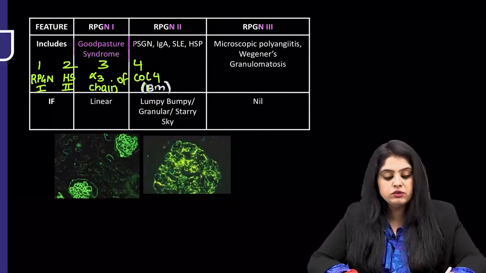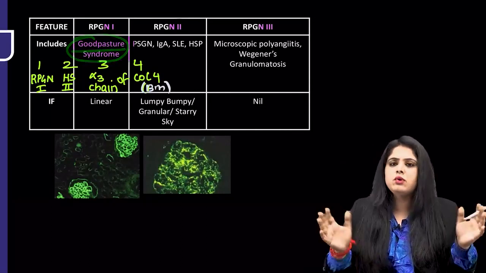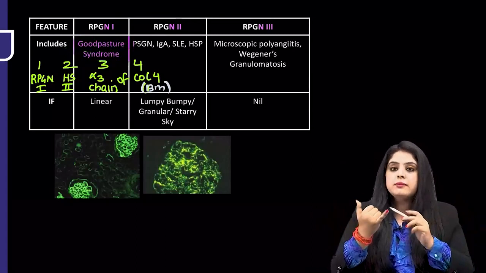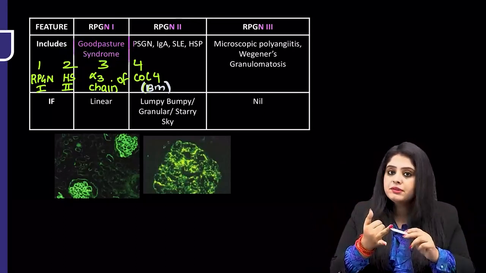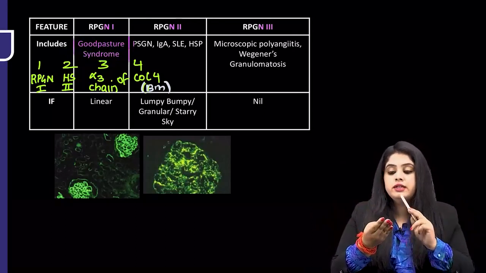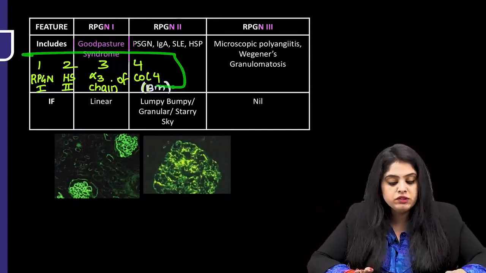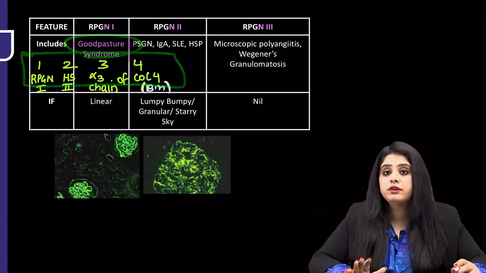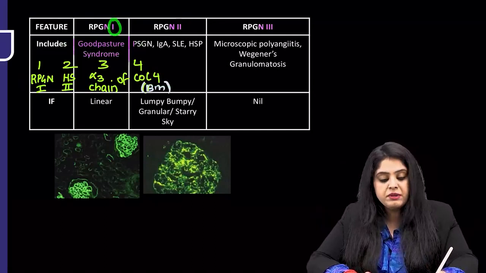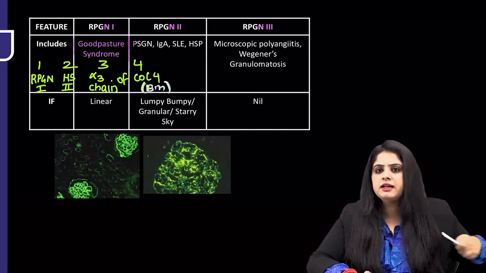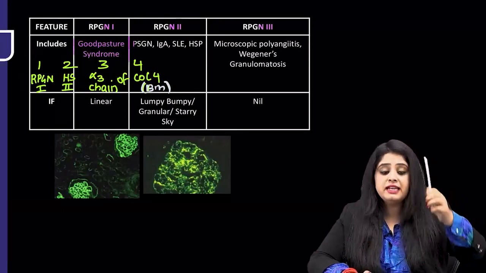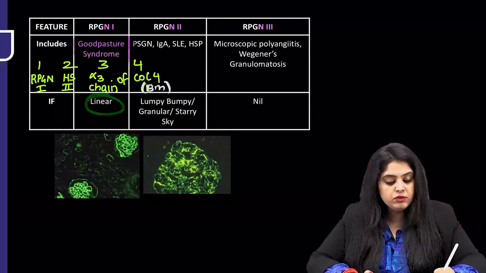So repeating, what is Goodpasture syndrome? Goodpasture is a good mnemonic. 1, 2, 3, 4. Type 1 RPGN, type 2 hypersensitivity, alpha 3 chain, type 4 collagen. If you know this 1, 2, 3, 4, Goodpasture is sorted for you. Also, RPGN1 shows one line of immunofluorescence. What did I say? One line. You see a linear immunofluorescence.